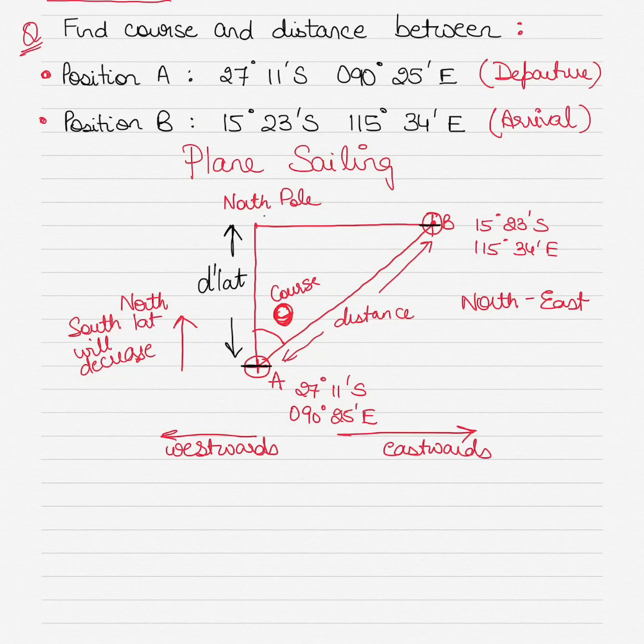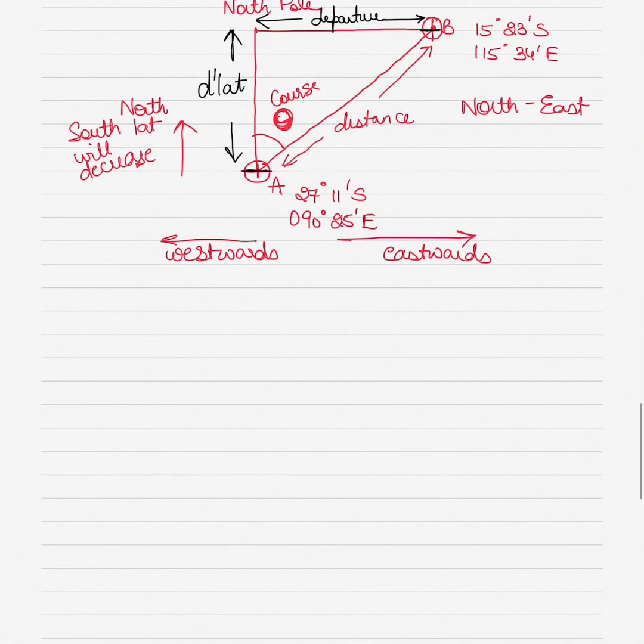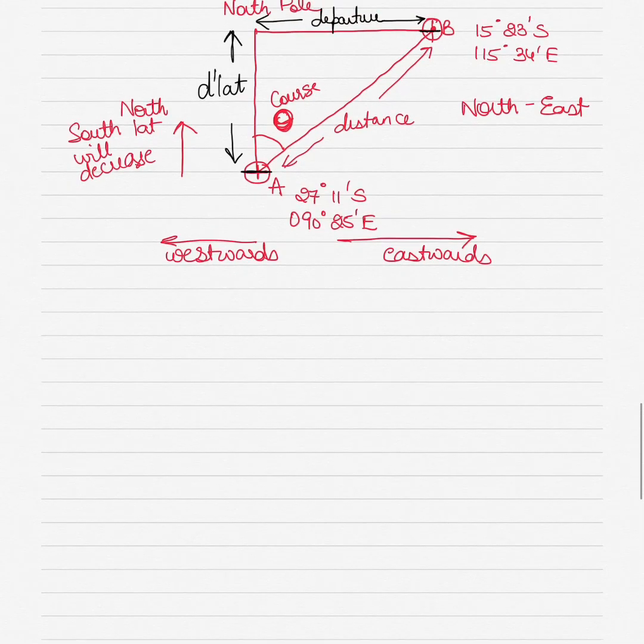Now that is the vertical distance. The horizontal distance between A and B is known as departure. Alright, so often a question I get asked is, why is this not d long? Now I'll explain to you why it's not d long. Alright, now in plane sailing we assume that the earth is flat. Alright, the earth is flat and it works for short distances only.